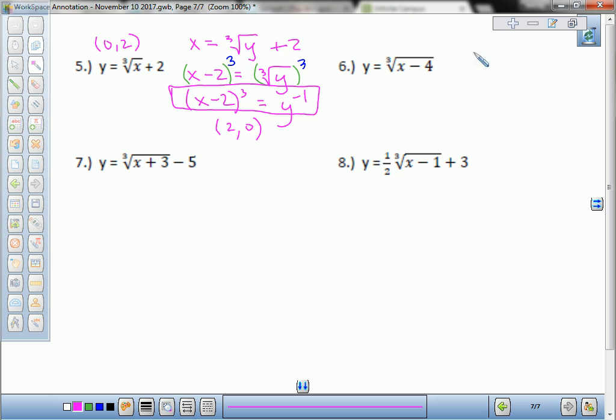So for this one, we're going to switch. Because it's just something being cubed, we're good. We can go ahead and cube everything on both sides. There's nothing to move. So we end up with x cubed equals y minus 4. And we're almost done. Add 4 and we're done.